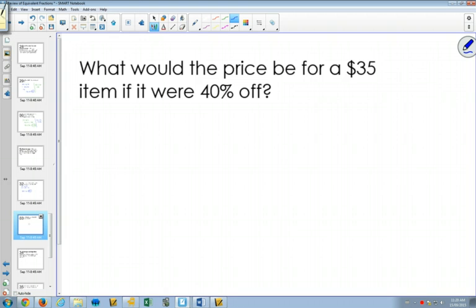So here's one for you to try. Original price was $35. Now it's 40% off. Figure out what the final price would be.